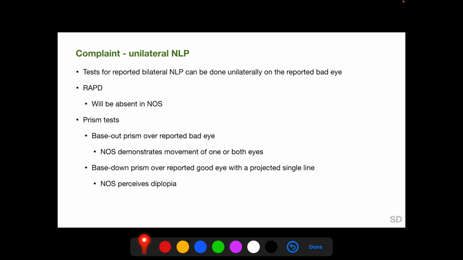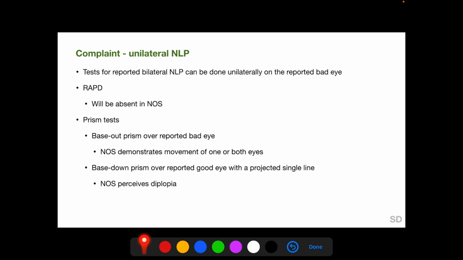In addition, there are other tests for a unilateral NPL situation. We can check for relative afferent pupillary defect, which will be absent in an NOS reporting unilateral NPL. And we can also detect an NOS with unilateral NPL with the help of prisms. We can position a prism base out over the reported bad eye, and an NOS reporting unilateral NPL demonstrates movement of one or both eyes.